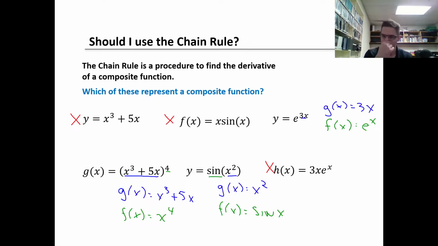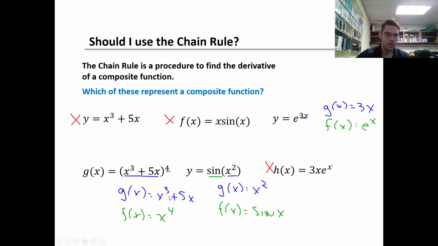So here are some examples. Which ones are composite functions, which ones aren't? The first one is not a composite function, it's a polynomial. We could say it's a function plus a function if we wanted to, but it's not a composite function. Second one, we have a function times a function, but that's not a function in a function. The third one, we have an exponential, and the exponent is a variable. So we could call this an exponential function, or we can call this a composite function. We could say the inner function g of x is 3x, and the outer function is e to the power of something.